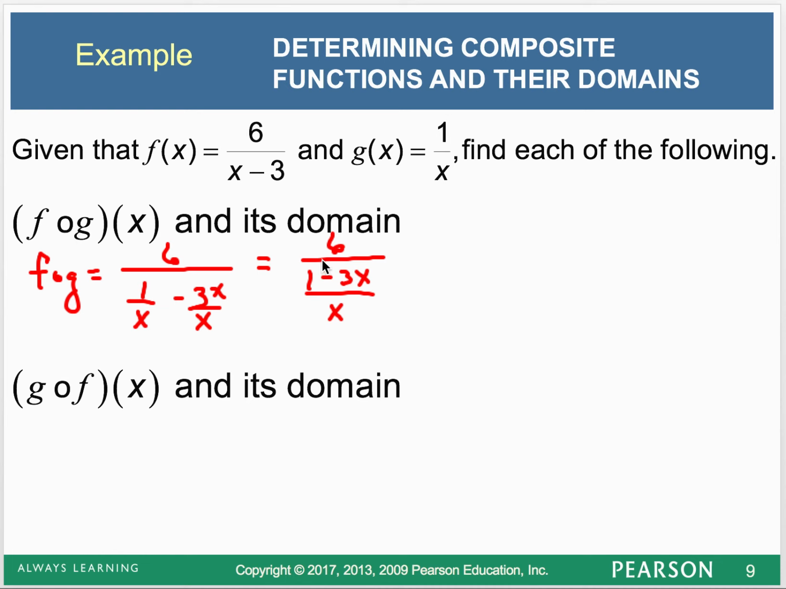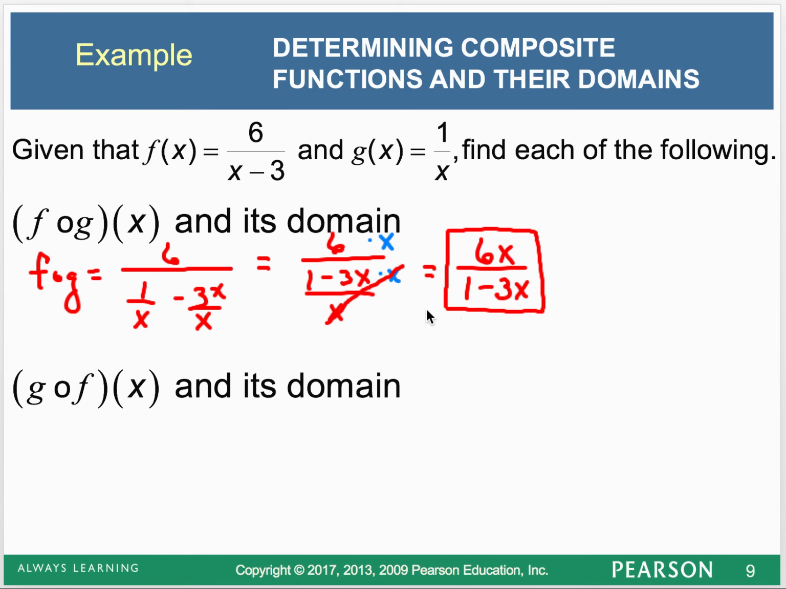Okay, and I can either do this as 6 divided by 1 minus 3x over x, or I can say, well, if I just multiply the numerator and the denominator of a fraction by the exact same thing, it's still the same fraction because I could just cancel that out. But this allows me to cancel down here. And then I wind up with 6x over 1 minus 3x. Okay, so there's my function.